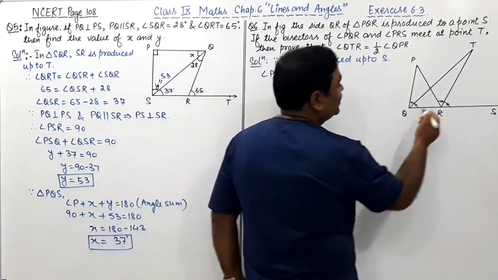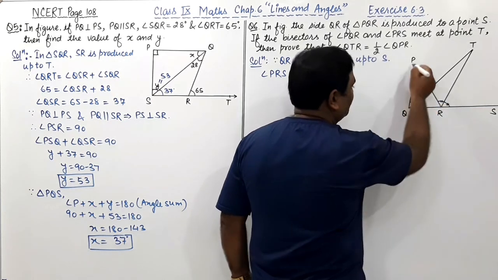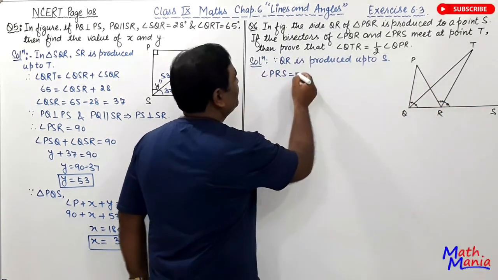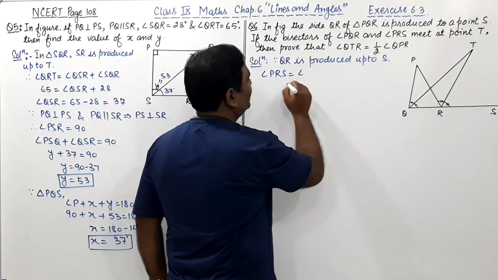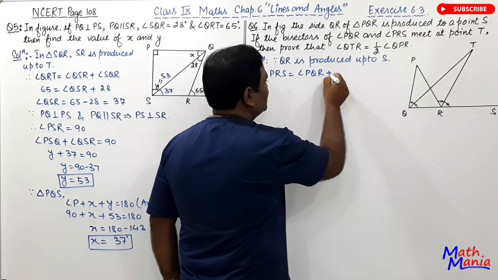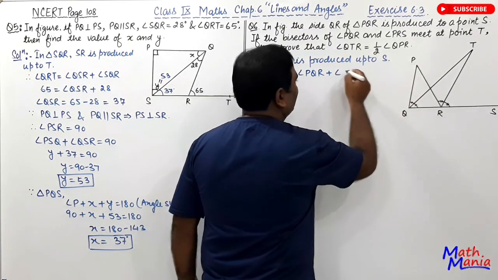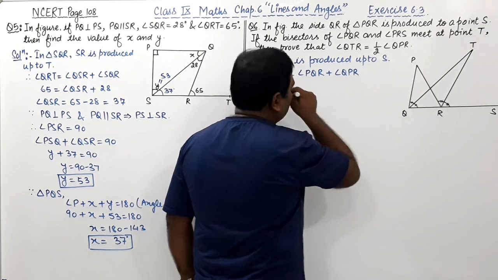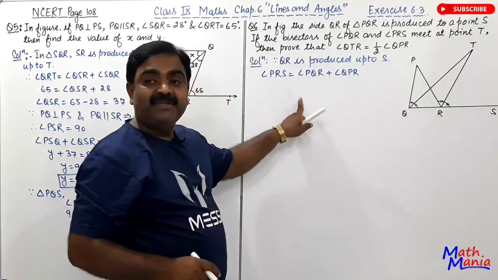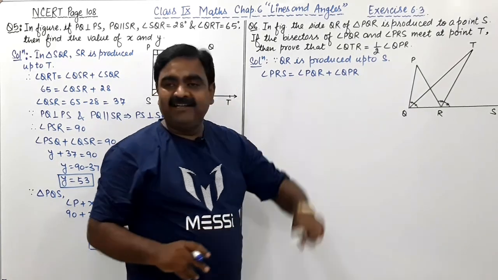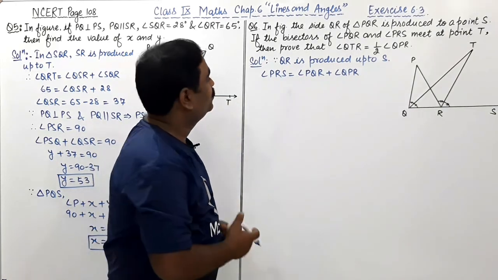Sum of two opposite, अब इसका sum of two opposite means angle PQR plus angle QPR. Right friends? By the exterior angle property. Right?